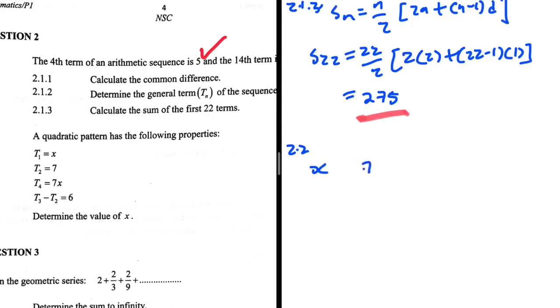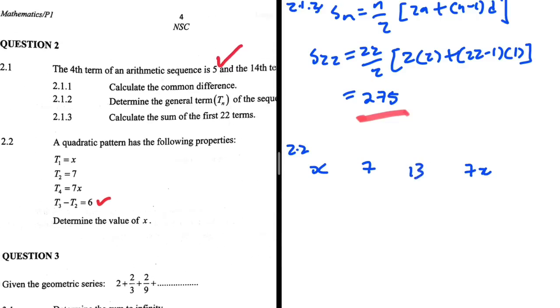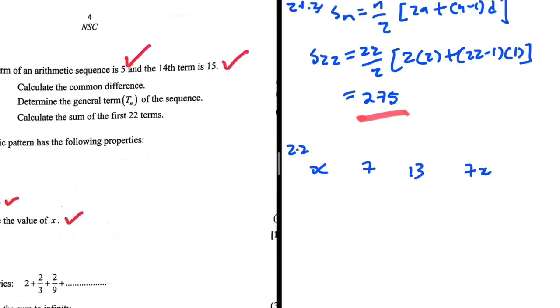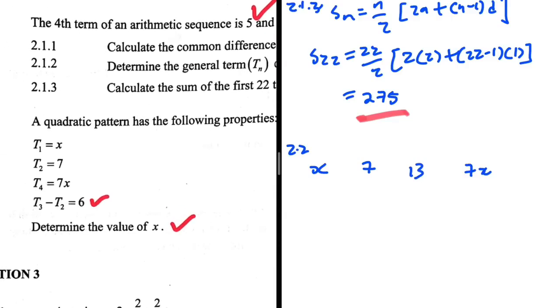T2 is 7. T4 is 7x. Okay, so I have T4, which is 7x. Let's worry about T3. T3 minus T2 is equal to 6. So T3 minus 7 gives us 6. So T3 should be 7 plus 6, which is 13. So this is what we have. The question says, let's find the value of x. 4 marks. So let's see how complicated it will get.